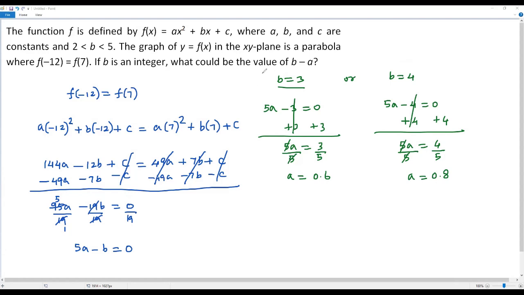Our aim is to find a possible value for b minus a. Let me do it. So b minus a equals... here we can take 3 for b and 0.6 for a. Then we get 3 minus 0.6. When I simplify this, I am getting 2.4. Now let me get the value of b minus a when b is equal to 4 and a equals 0.8. Let me plug in 4 for b and 0.8 for a. In that case, I am getting 3.2. So here the value of b minus a could be 2.4 or 3.2.